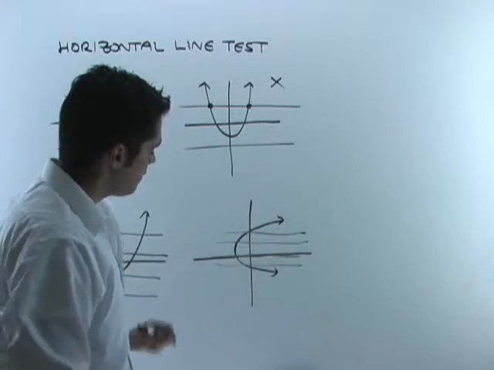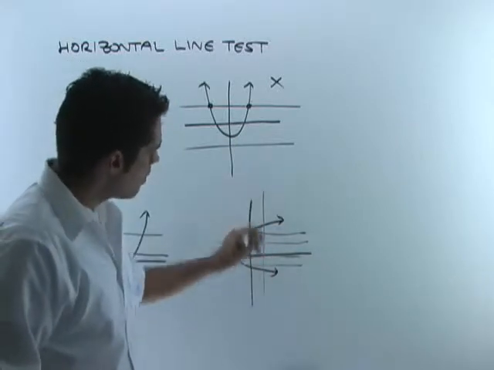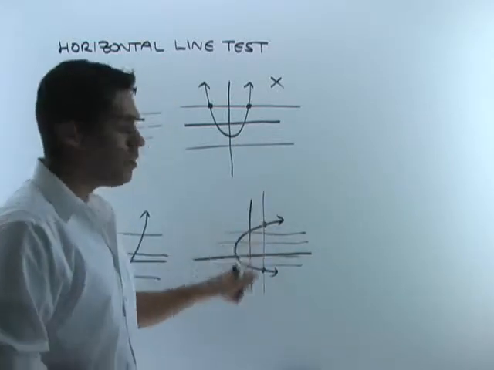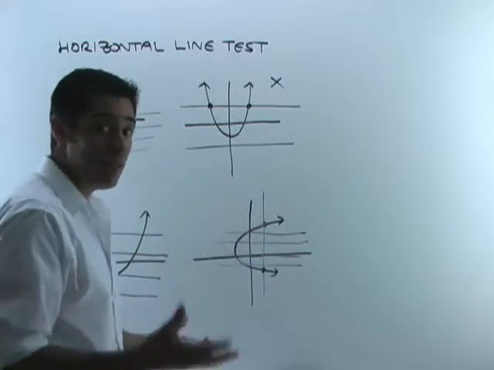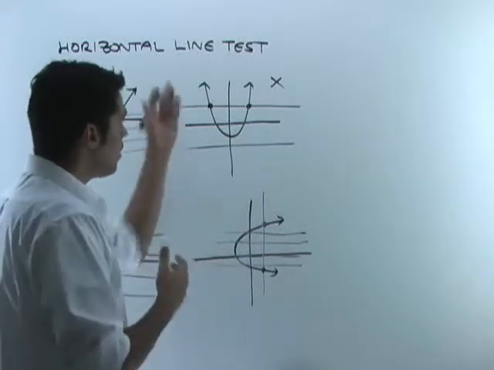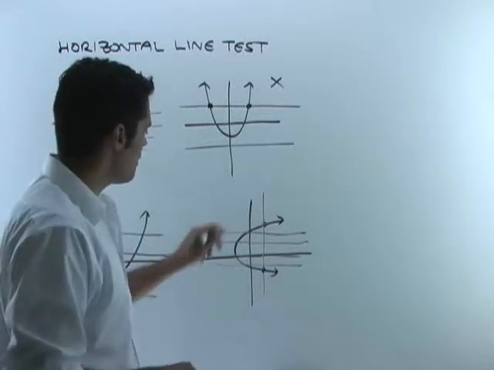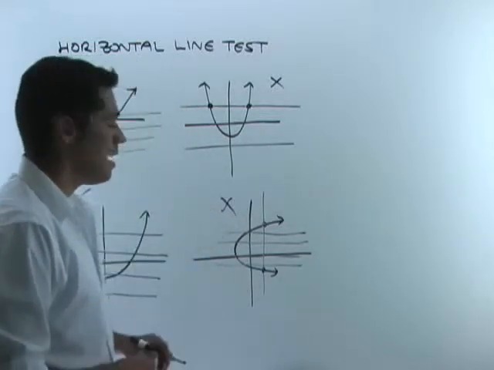Now this one, if you imagine drawing horizontal lines, you can see you only hit it in one spot. But if you draw a vertical line, it hits it twice. So even though this passes the horizontal line test, it's not a function to begin with. So you can't even look at the horizontal line test. So you have to be a little bit careful. In this case, I'm just saying this one is not even a function.